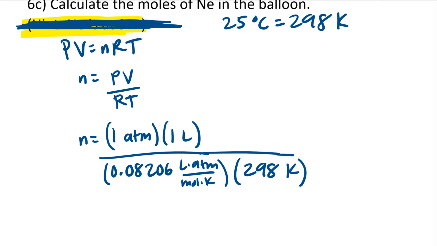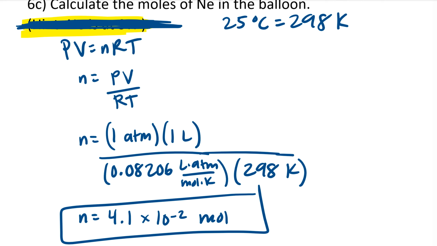Now let's calculate it. Okay, moles is equal to 4.1 times 10 to the negative 2. I apologize, my bad. I had the wrong temperature. The temperature is 25 degrees Celsius, so I had to convert that into Kelvin. So that means this is not STP. You can't use that 1 mole equals 22.4 liters here. Okay, this is the correct answer. Again, I apologize for any confusion.